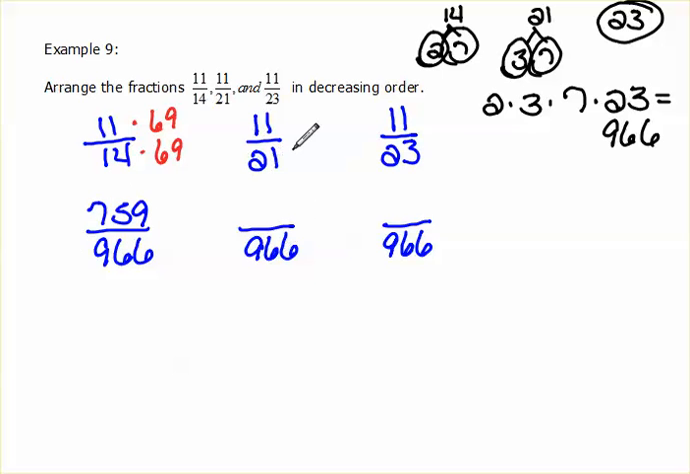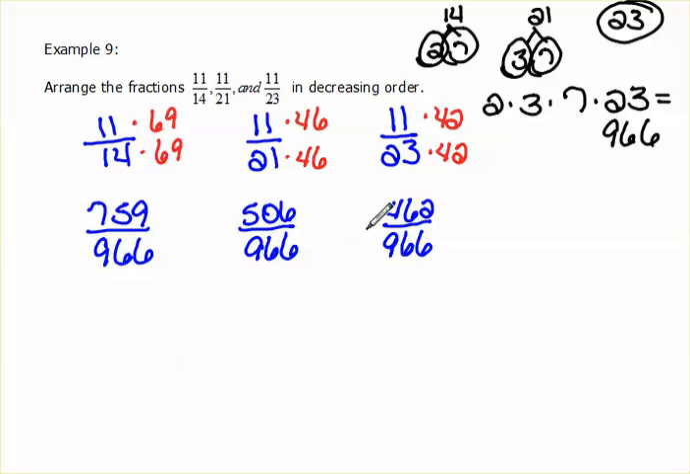Now I'm going to do the same thing to this one. What do we have to multiply by 21 in order to get 966? And that would be 46. So if I multiply 46 times 11, that would be 506. And then finally, what do we have to multiply by 23 in order to get 966? And that would be 42. So we're going to do the same thing to the top and bottom. So 11 times 42 would be 462.